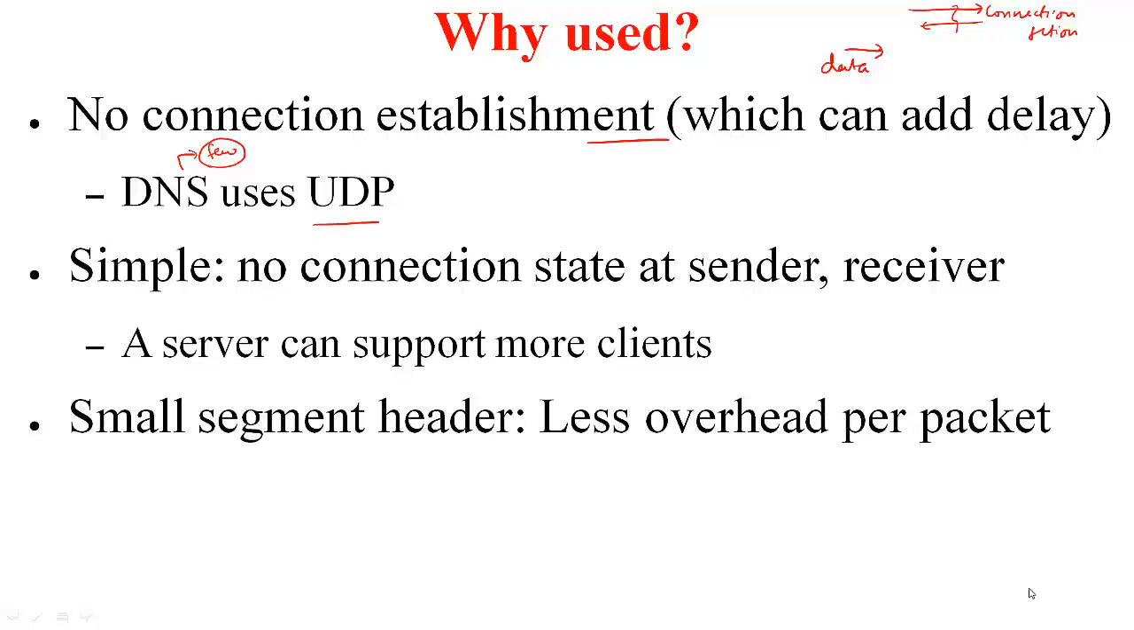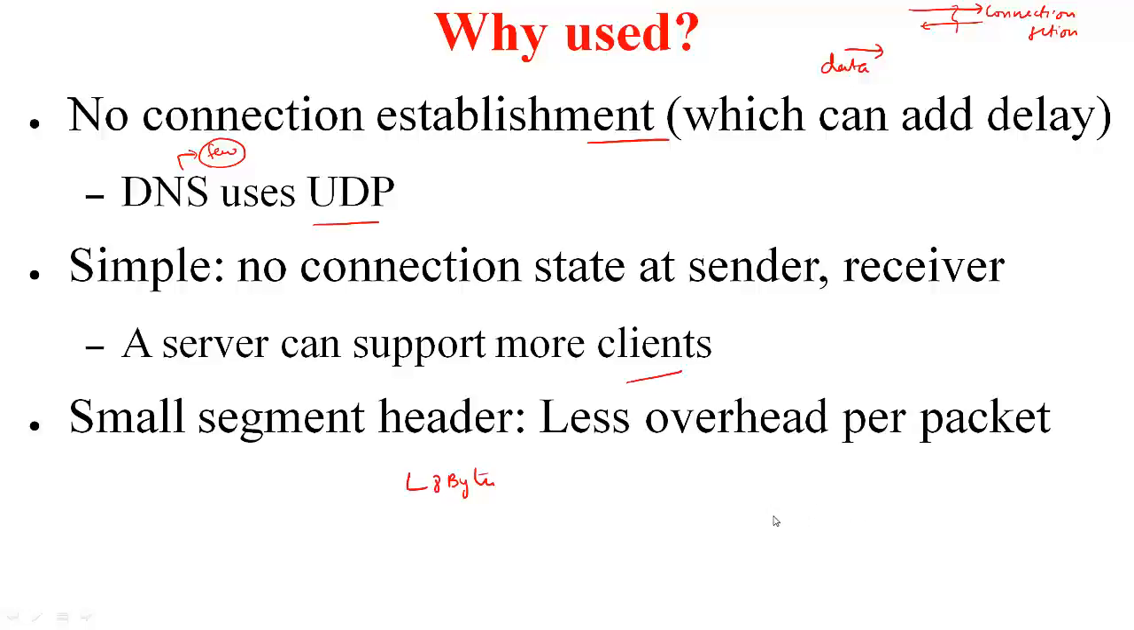Second, UDP is so simple that it does not maintain any state at the sender or the receiver. This permits a server to support a lot more clients than other transport protocols that maintain state. In other words, a UDP server can support more clients than a TCP server. Third, the UDP header, which we will see shortly, is really small. It's just 8 bytes. That means the overhead you incur per packet is also very small.